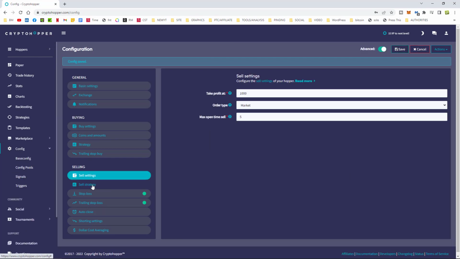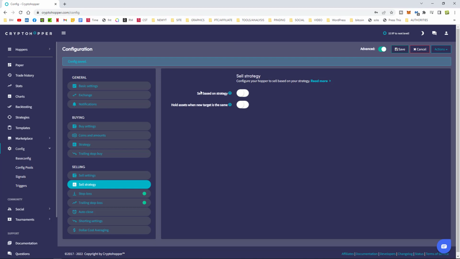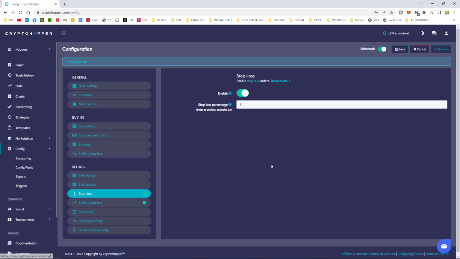Okay, next, sell strategy. Nothing selected here. You don't need these. Next, stop loss. Disable. I'm not using stop loss because it's a paper trading account. Obviously if you are using this with a real money trading account, then you could activate that. It all depends. It's all personal preference. You could select that and say, if it drops 3%, it will sell.